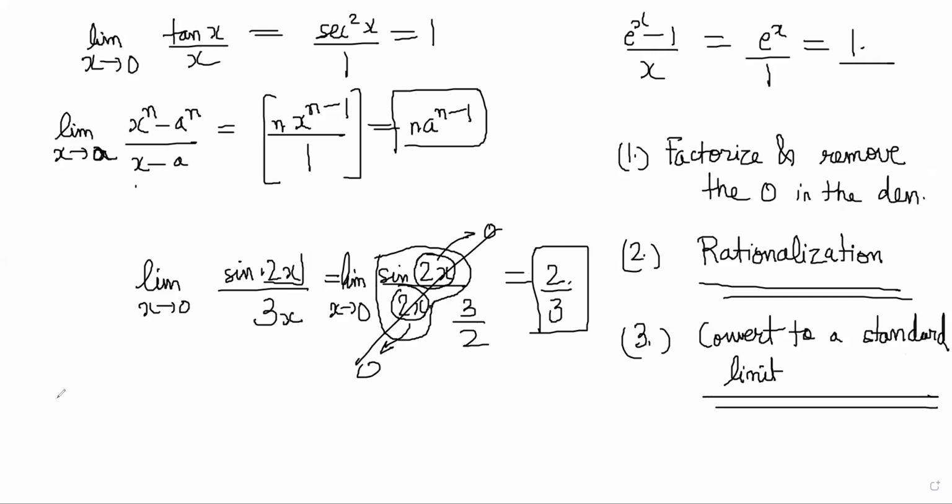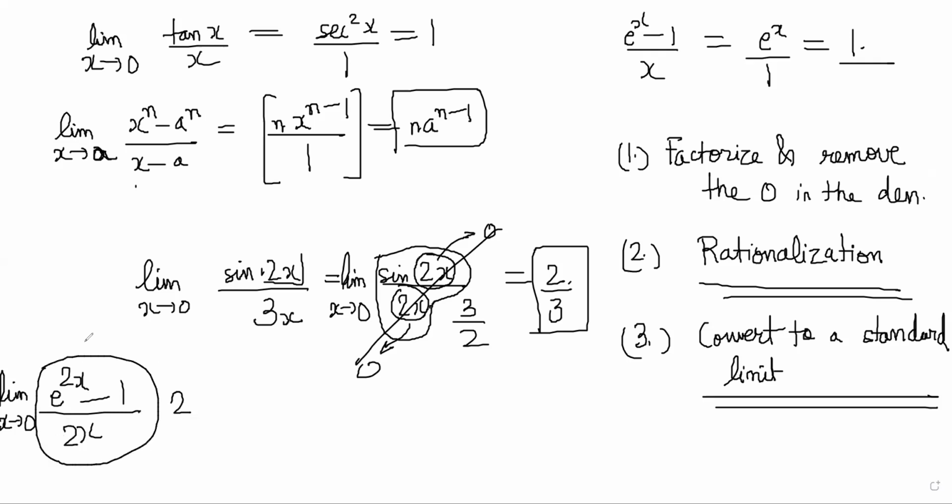Like for example, the limit of e power 2x minus 1 by x, right? I can easily say what it will be, because I'll just do 2 into 2 and then this part is 1, because it is my standard limit here, right? And with the standard limit, the condition is that the top and the bottom must match, and both should tend to 0, right? So basically what I'm saying is, don't try to differentiate here if you can convert to a standard limit, right?